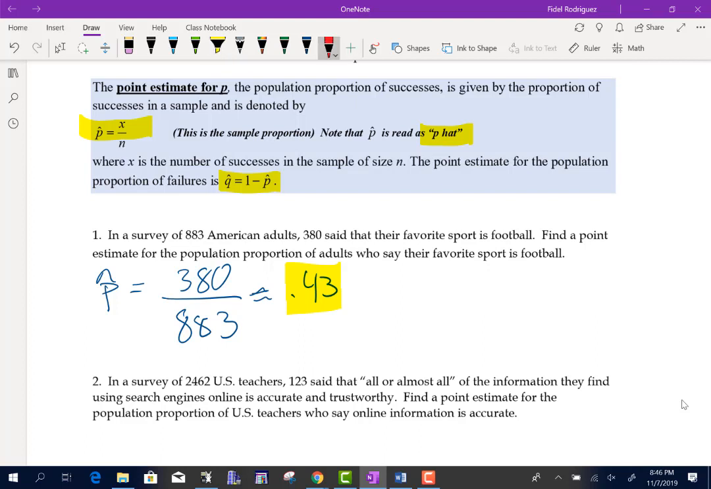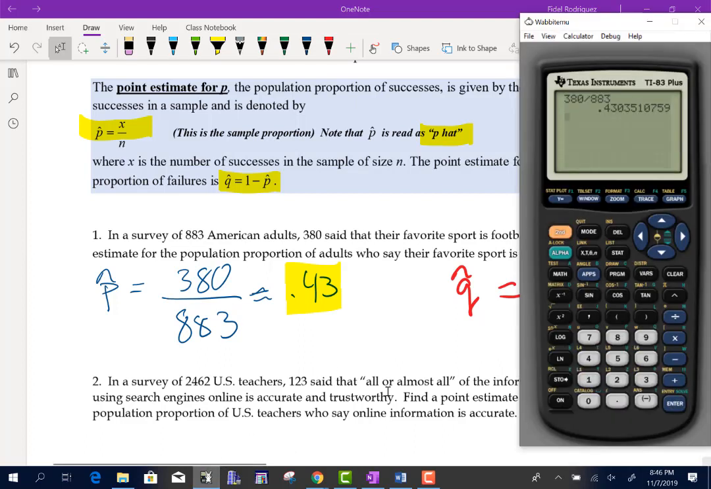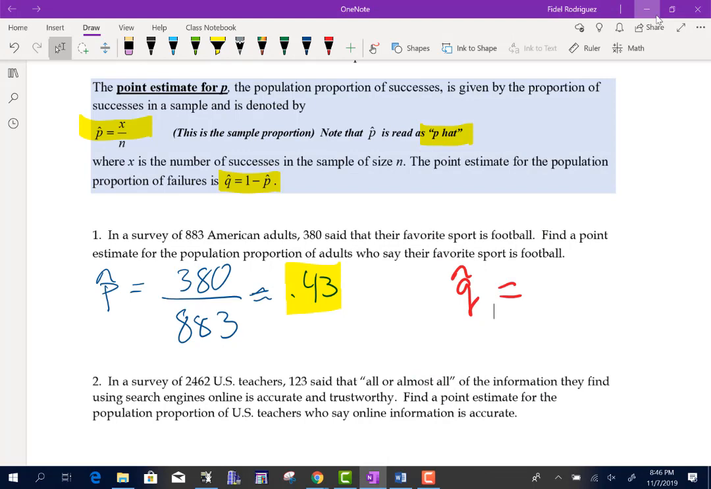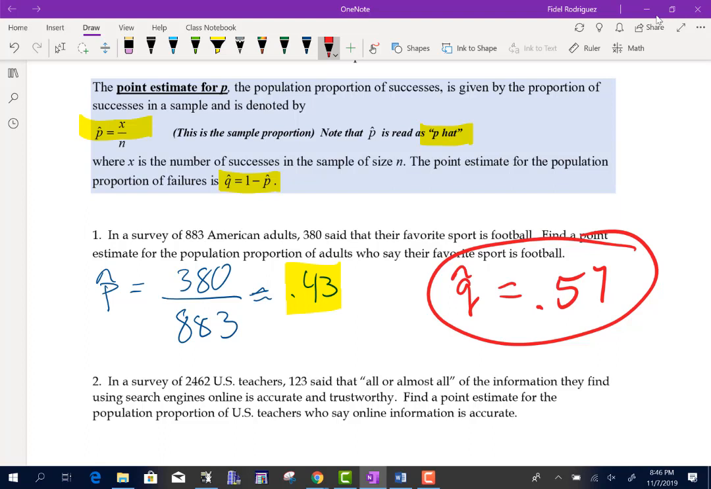Okay. My question to you, Q hat: if 43% said that football was their favorite sport, how many did not say that? The rest, what would the rest be? Subtract, right? We take our calculator and go 1 minus 0.43, which should be 0.57. There we go, right? So guys, remember when I said the other day, if Tim Smith says, hey, there's a 43% chance that it's going to rain, that means that there's a 57% chance it's not going to rain? Okay, same kind of thing here. That's Q hat, right? Because it's got the little hat up there, right?